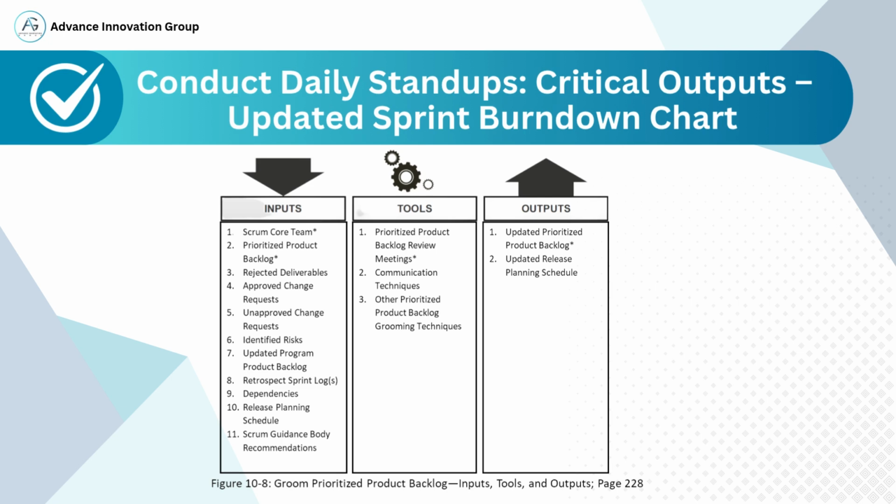7. Updated program product backlog. Reflects the current state of the overall program backlog. 8. Retrospect sprint log. Learnings and improvement actions from previous sprints. 9. Dependencies. Interlinked tasks or external factors that may impact delivery. 10. Release planning schedule. Timeline and planning commitments. 11. Scrum guidance body recommendations. Best practices or governance inputs.